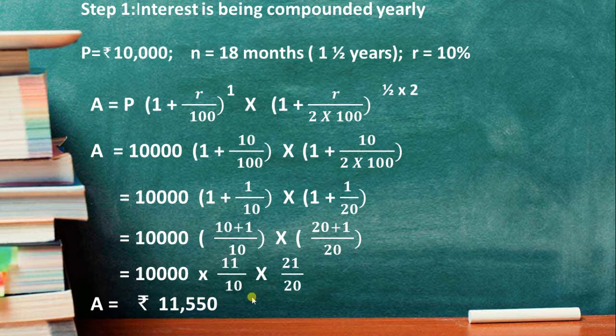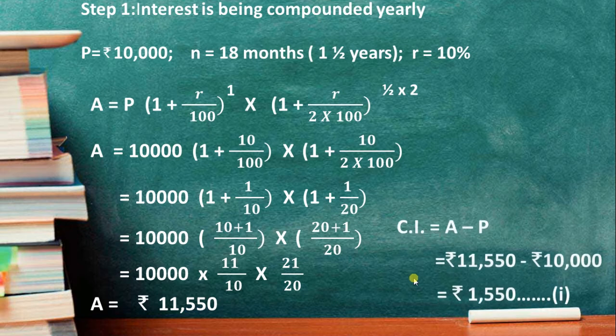Let us calculate the compound interest. Compound interest is amount minus P. Hence, the compound interest is rupees 1,550. So, this is the compound interest when the interest is being compounded yearly. The step 1 process is completed.